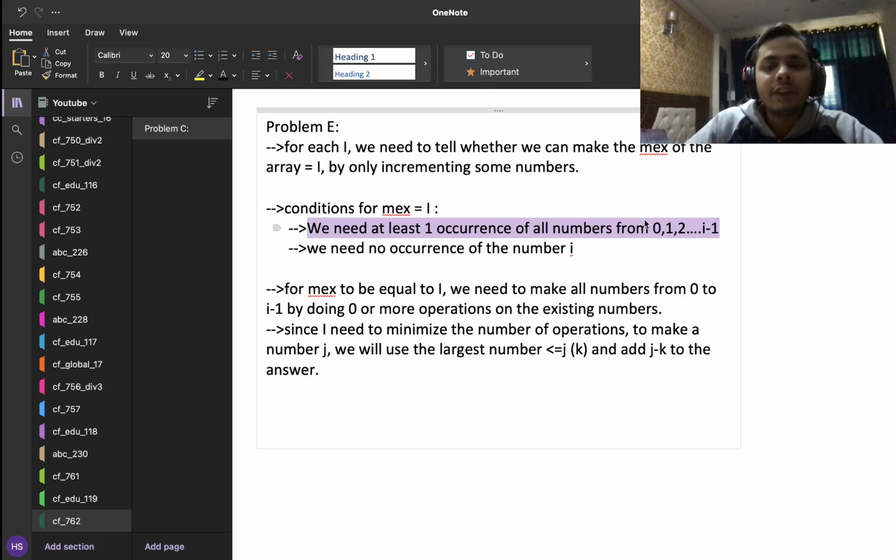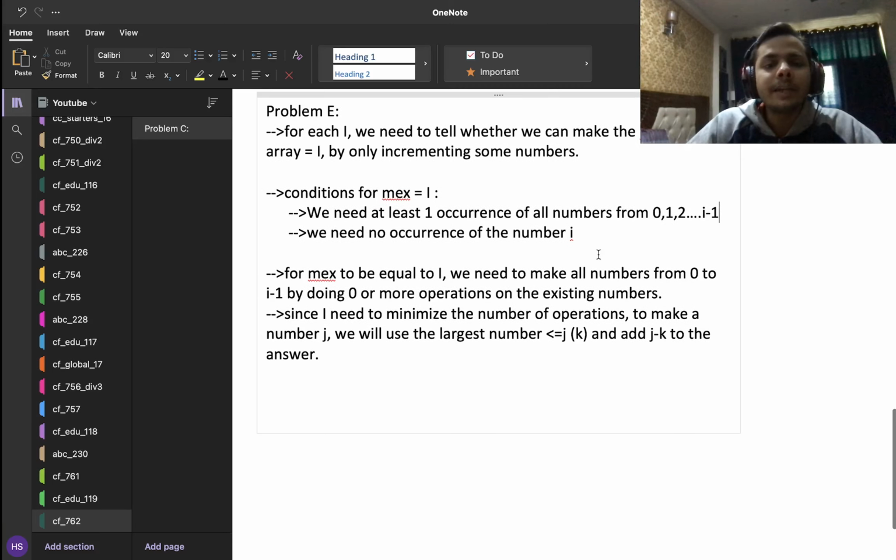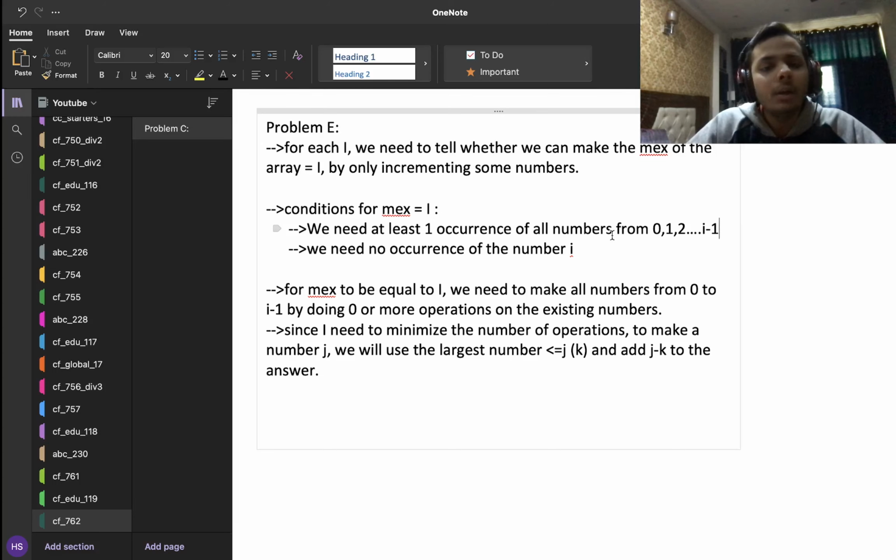Why? Because for max equals to I, the first condition is that I need at least one occurrence of all numbers from 0 to I minus 1. And for max equals to I plus 1, the first condition translates to that I need at least one occurrence of all the numbers from 0 to I. So if I can't have at least one occurrence of all numbers from 0 to I minus 1, then I obviously can't have at least one occurrence of all the numbers from 0 to I. So that clears things up: once I get a minus 1, all the other answers are just going to be minus 1s.